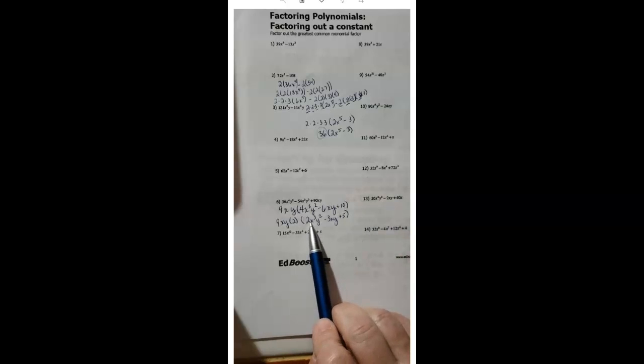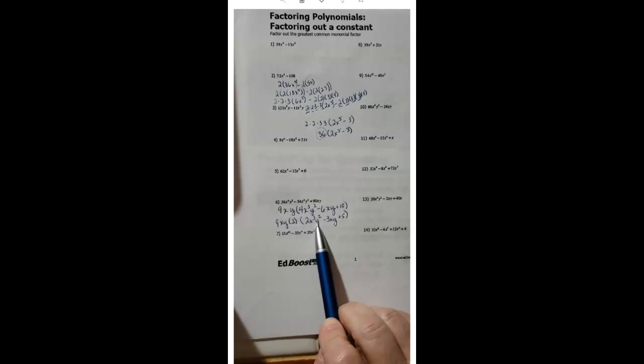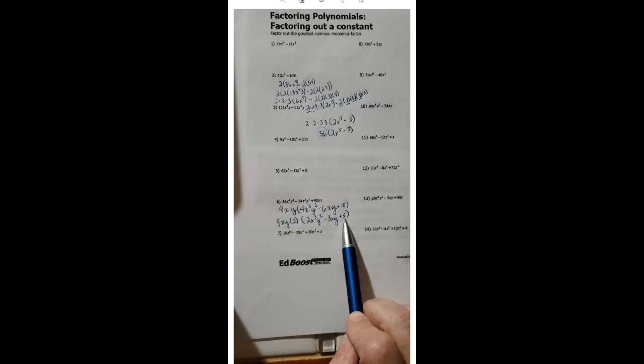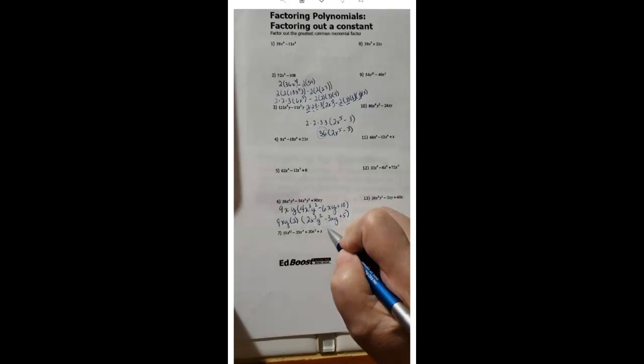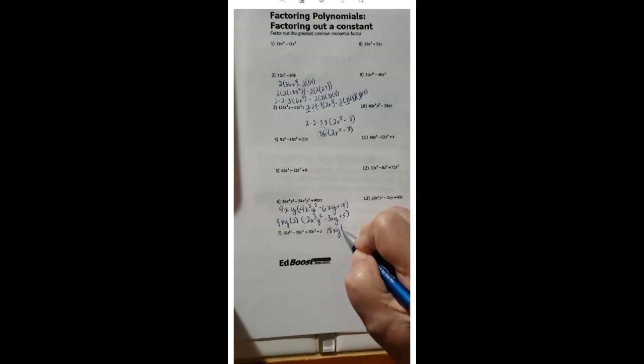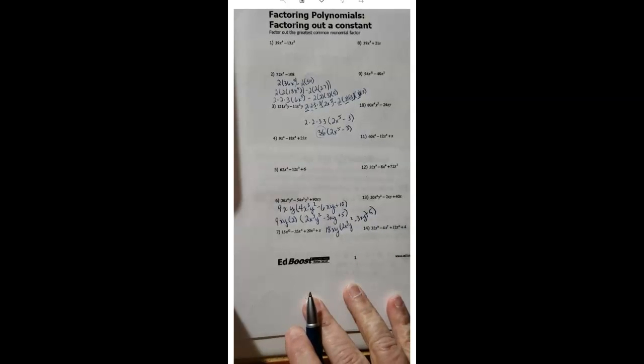And now I notice that there isn't anything in this term that is in common with this one and also with that one. So my final answer then is 18xy times 2x cubed y squared minus 3xy, oops, plus 5. Okay, so that's what factoring by the greatest common factor looks like.